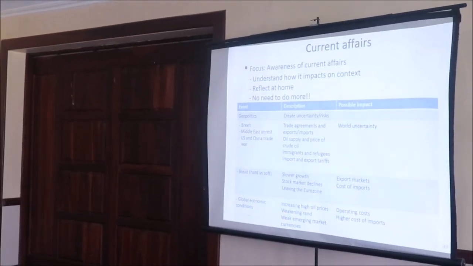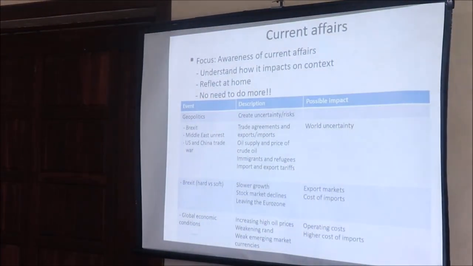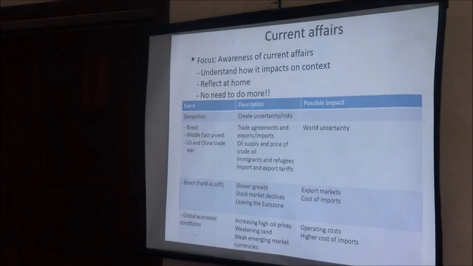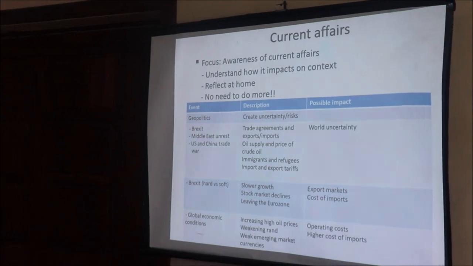From a global perspective, I think the biggest issues, the top of the town, would be Brexit, Middle East unrest, and the US and China trade war. For example, a couple of weeks back, there was an incident in Saudi Arabia where one of their oil plants was bombed. I'm sure that had an adverse effect on global oil prices. I remember that week, one of the reasons given behind the increase in our fuel price was that the global fuel price had gone up. So as a country, we are also not spared from events within the global world.